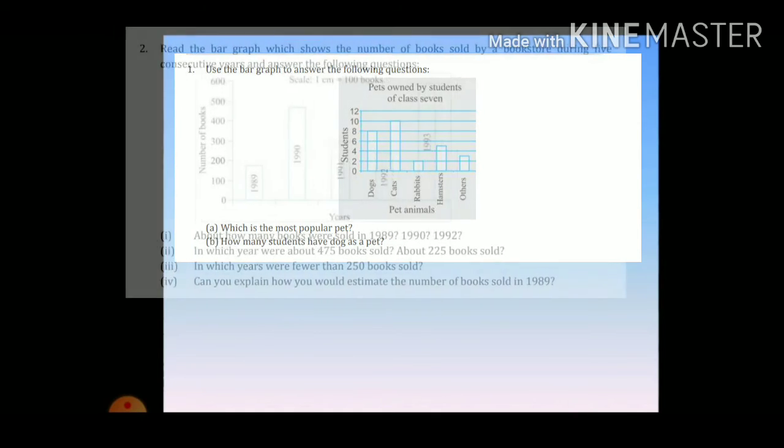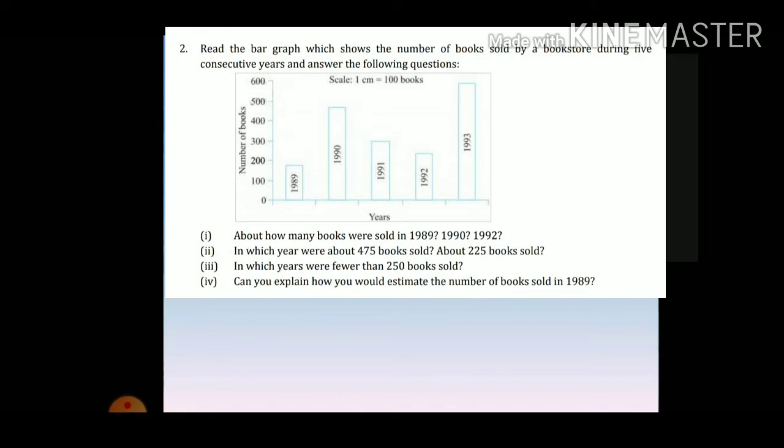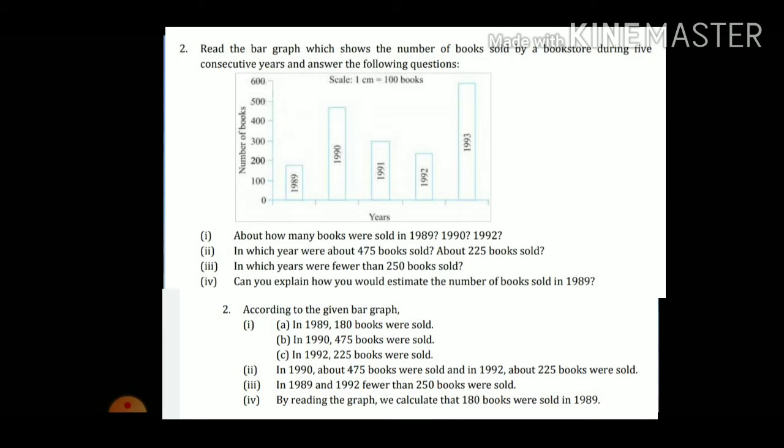In the second question, we have a bar graph which represents the number of books that were sold by a bookshop in specific years, right? Seeing the data, the first question is how many books were sold in 1989? See the bar graph specifically for 1989 and we can say that the number of books were around 180 books, right? Now let us see 1990. Over here also it is not exactly at 500, a bit lesser than 500. So we can say around 475 books were sold.